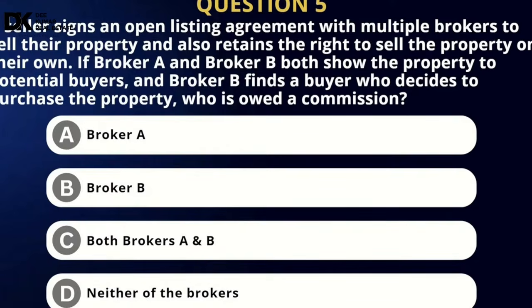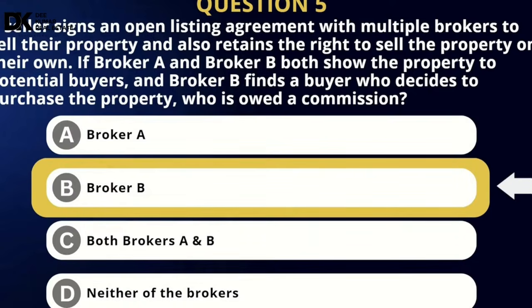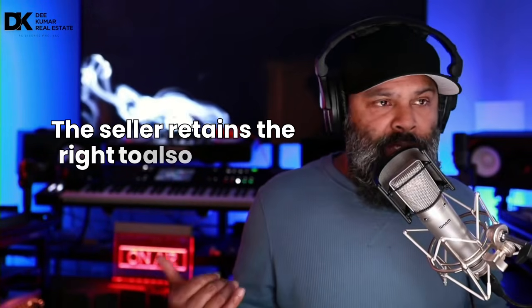And the answer? Letter B, broker B. So in this scenario, we have an open listing. It says, signs an open listing agreement with multiple brokers. And so open listing basically means first come, first served. The party that ends up selling it gets paid. The seller in this question retained the right to also sell the asset, like you have in some scenarios with exclusive agency versus exclusive right to sell. We talked about those earlier.